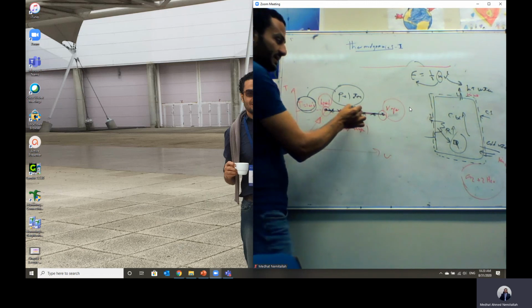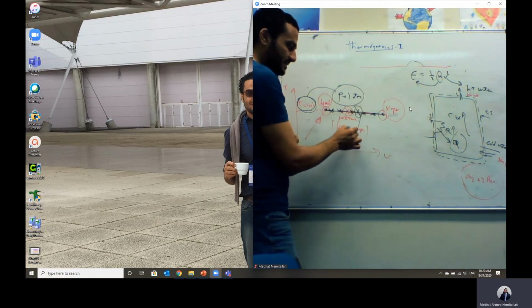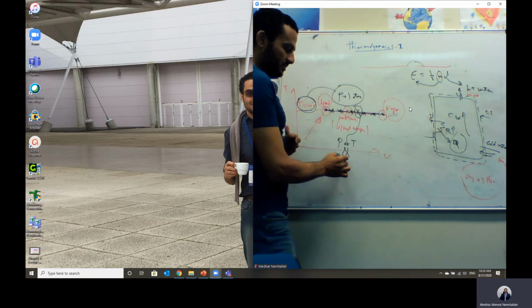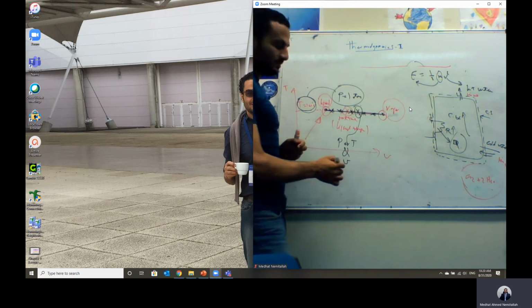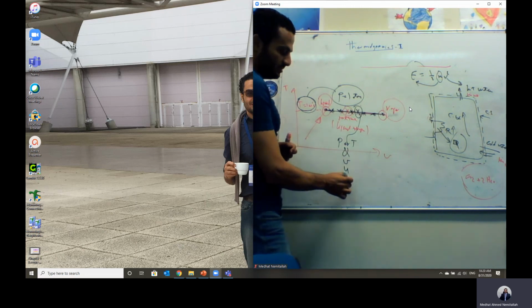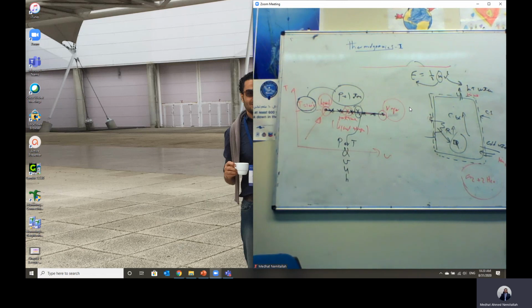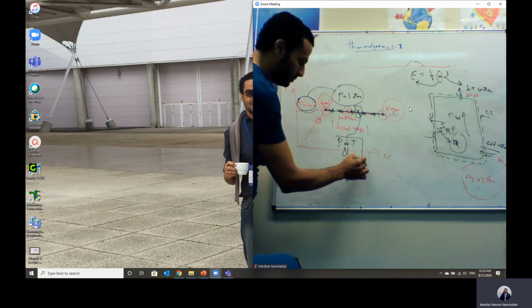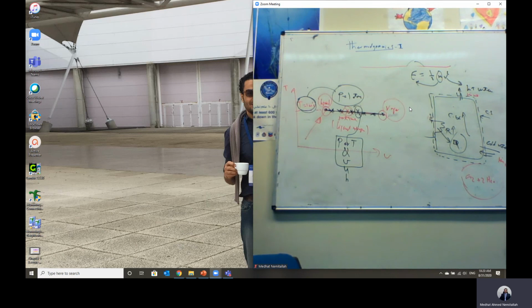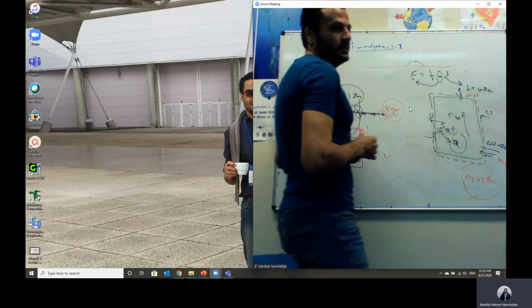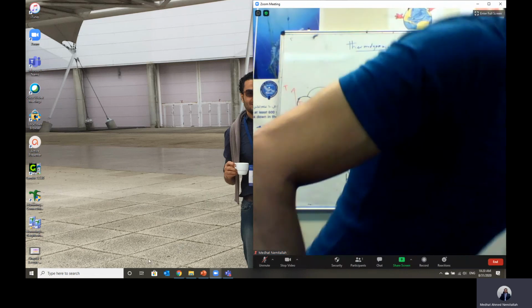So to define a given state, I have to give either pressure or temperature plus one of the specific properties, like specific volume, specific internal energy, or specific enthalpy. Any specific property should be given. So one of pressure or temperature plus one of the specific properties. Now I know which state I am in. Okay? Then we can define the state of the system.